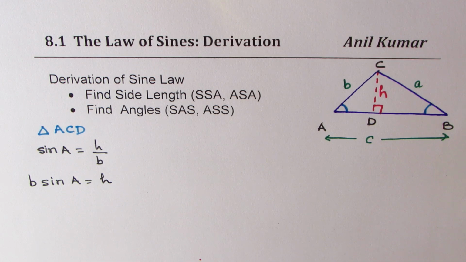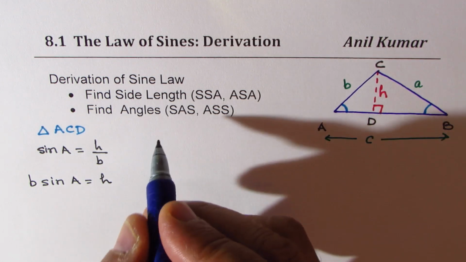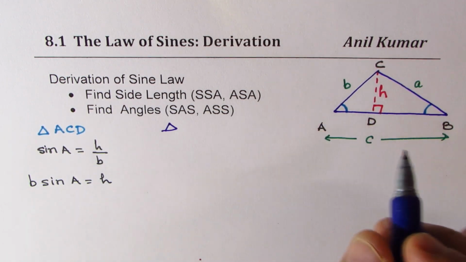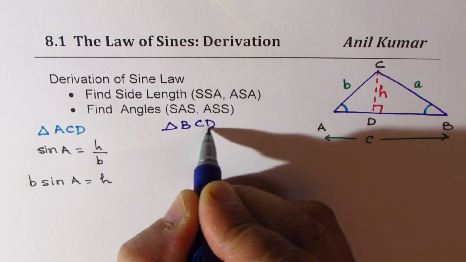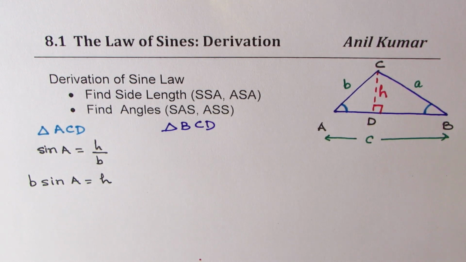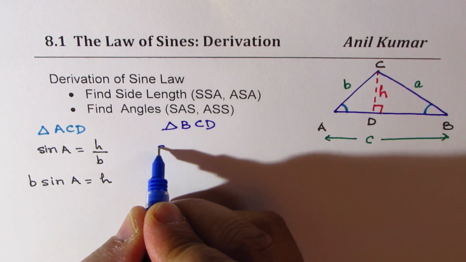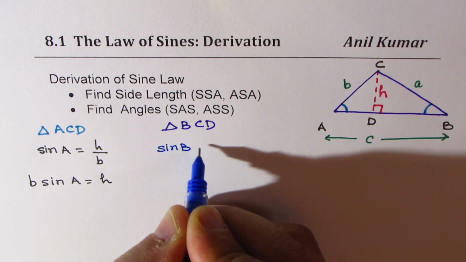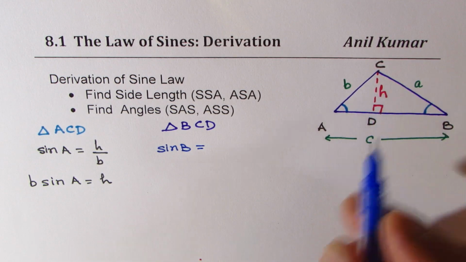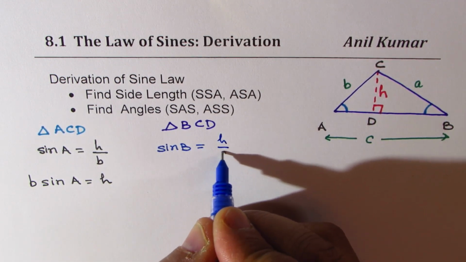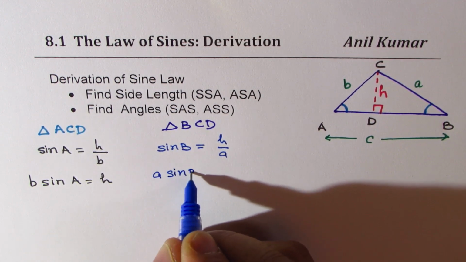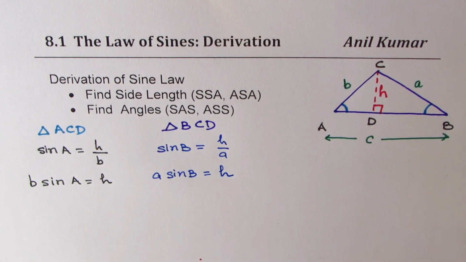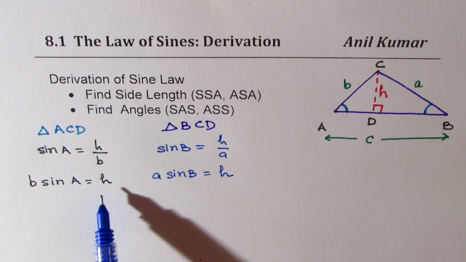Okay. Now let us consider the other triangle, which is triangle BCD. In this triangle, what is sine B equal to? Let's write down. Sine B is equal to h over a. So when you cross multiply, you get a sine B equals h. Now what do you notice here?